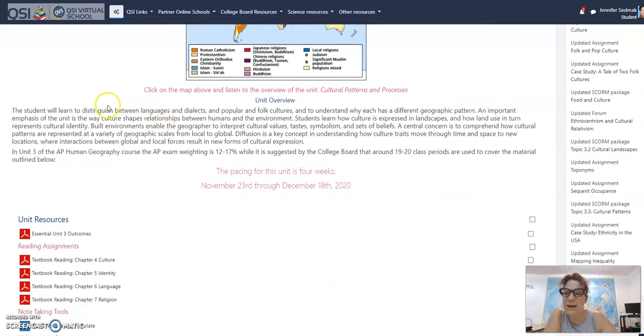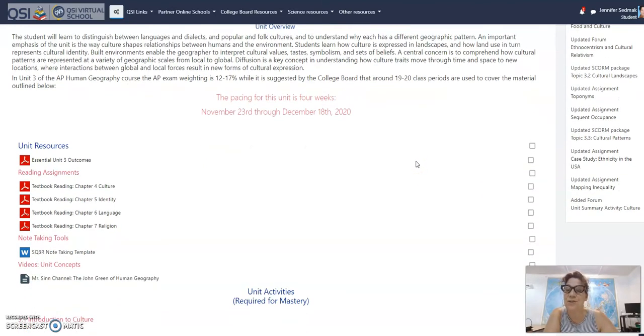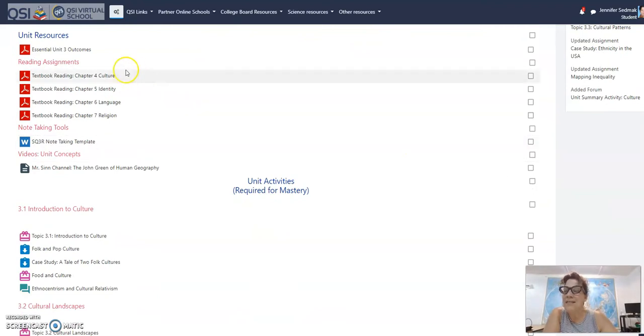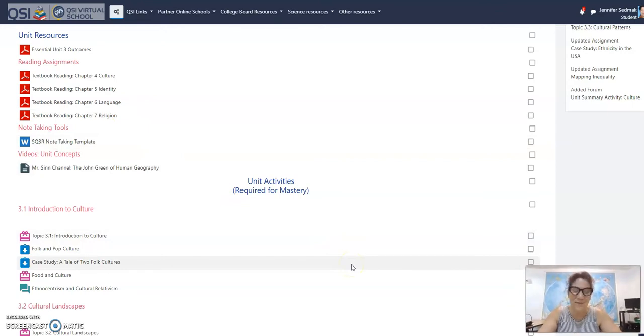You can, of course, go ahead and read the unit overview. On the AP exam, 12 to 17% of the information on that exam comes from this time period. The College Board suggests that we use 19 to 20 class periods to cover the material, which is what we are going to do. And then under the unit resources, you can see that, don't get scared, there's lots of different chapters here. I know you're used to just one chapter, 2 chapters. I'm kind of like baby stepping it up.